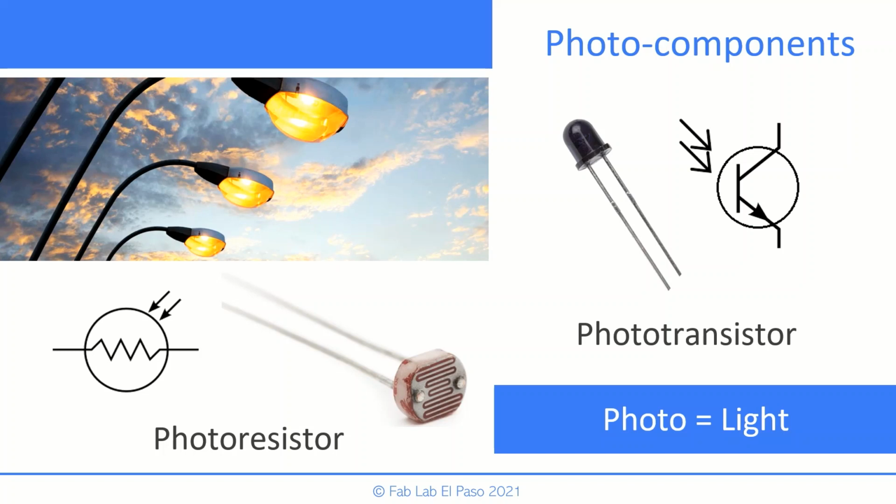Then, some interesting variations of these components that we already mentioned are the photoresistor and the phototransistor. The photo prefix means light, and as you might have guessed, they work with light. Photoresistors vary their resistance level depending on the light detected. This can be useful in streetlights, detecting less light as the night comes in, decreasing the resistance and allowing more power to flow and power the lights. Also, the phototransistor allows or blocks the flow of current when light is present.